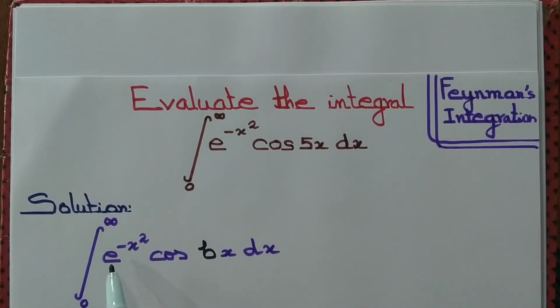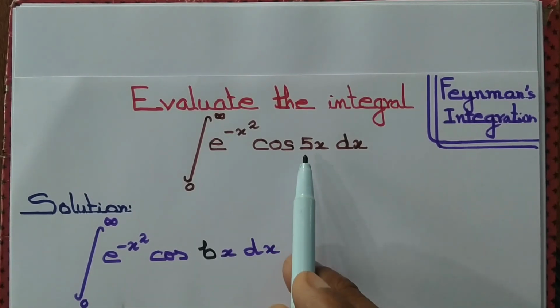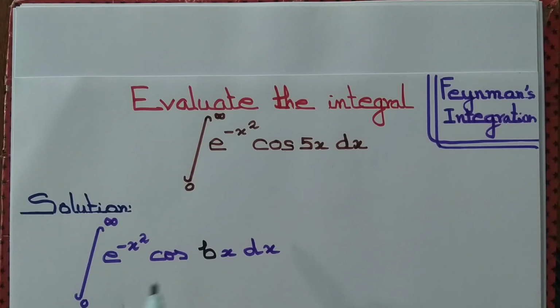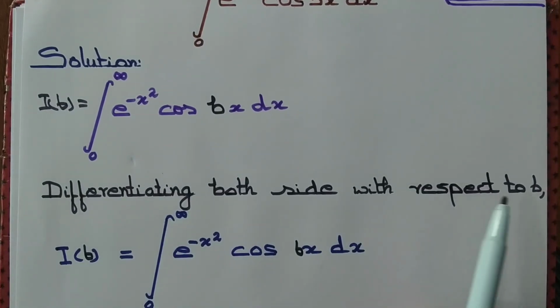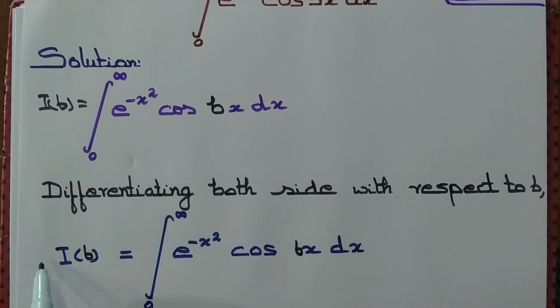So we want to evaluate these integrals. Instead of writing 5, we write b here. If we change the value of b, then the integral changes. So let's call this expression I(b). We write I(b) because if we change the value of b, the integral also changes. Now we differentiate both sides with respect to b. We are differentiating the left hand side with respect to b, and we are differentiating the right hand side with respect to b.